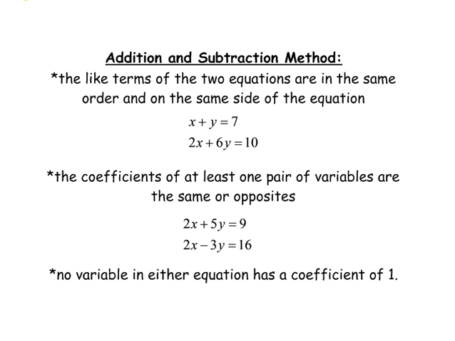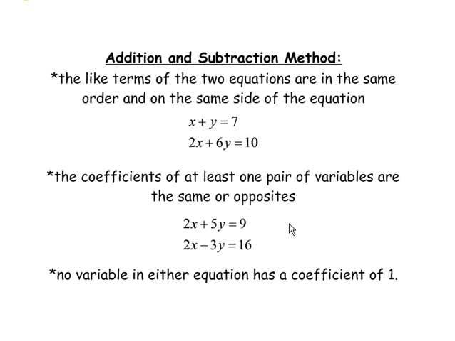In the addition and subtraction method, it's best when the like terms of the two equations are in the same order and on the same side of the equation. You'll see it's x plus y equals a whole number and x plus y equals a whole number. They're lined up, so that makes it already set up nicely for addition and subtraction.